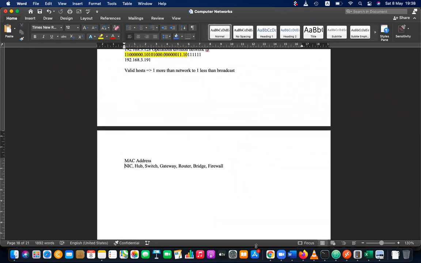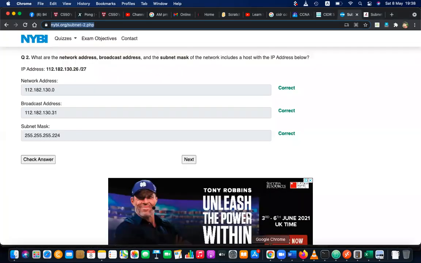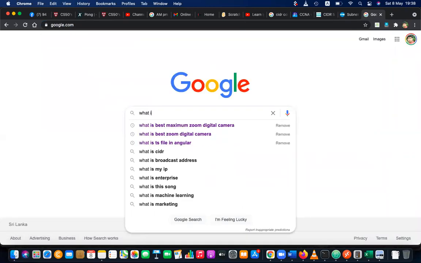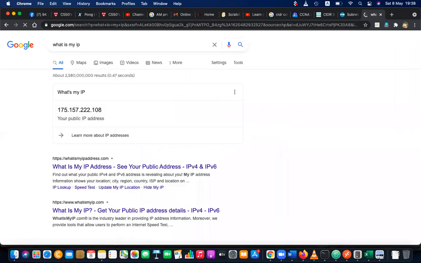Any computer which connects to the network will have a public IP. Even my computer will have a public IP. I can just go and Google it. I can ask what is my IP and I'll get my public IP. That is 175.157.222.108. That is my public IP.